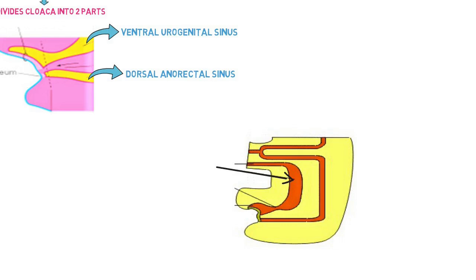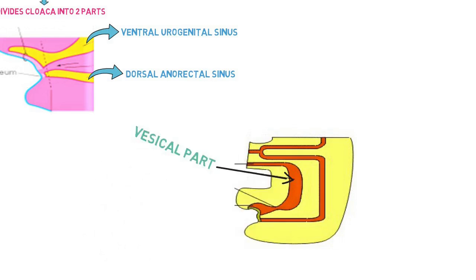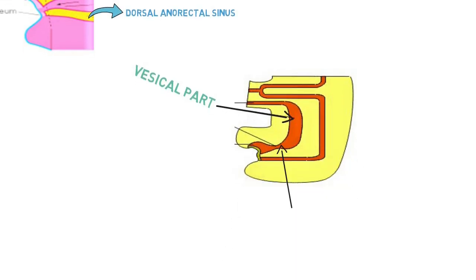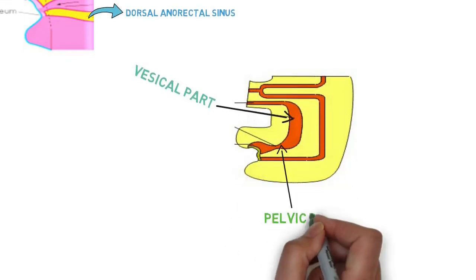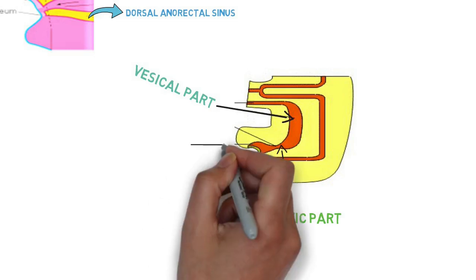The first part is a cranial vesical part. This structure forms most of the bladder and it is continuous with the allantois. The second part is a middle pelvic part. This part becomes the prostatic and the membranous part of the urethra in males and the entire urethra in females.